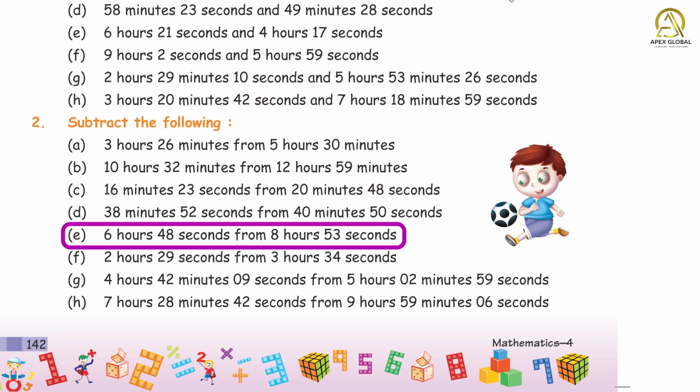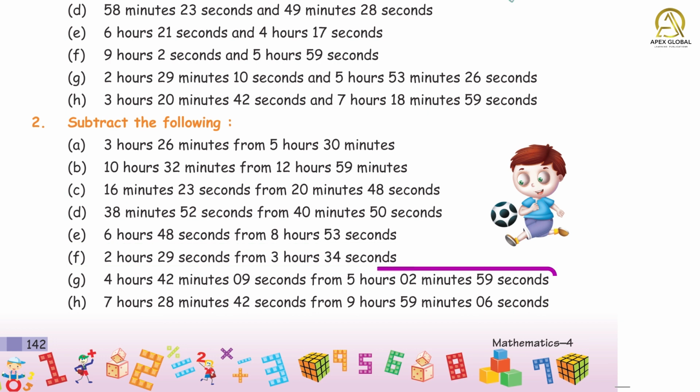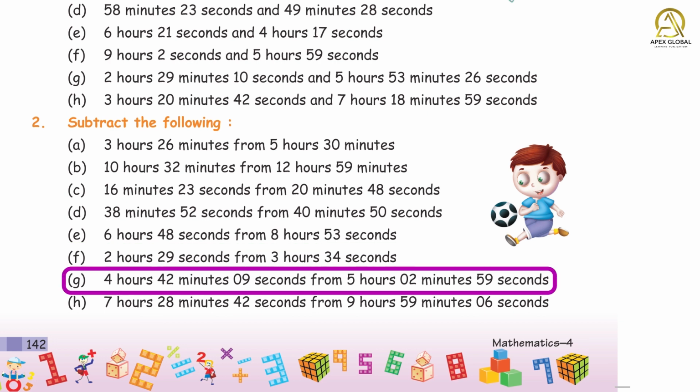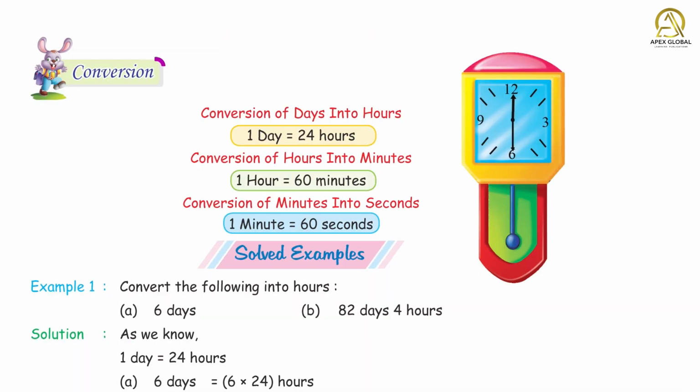E. 6 hours 48 seconds from 8 hours 53 seconds. 2 minutes 5 seconds. F. 2 hours 29 seconds from 3 hours 34 seconds. 1 hour 5 seconds. G. 9 hours 42 minutes 9 seconds from 5 hours 2 minutes 59 seconds. 1 hour 20 minutes 50 seconds. H. 7 hours 28 minutes 42 seconds from 9 hours 59 minutes 6 seconds. 2 hours 30 minutes 24 seconds.